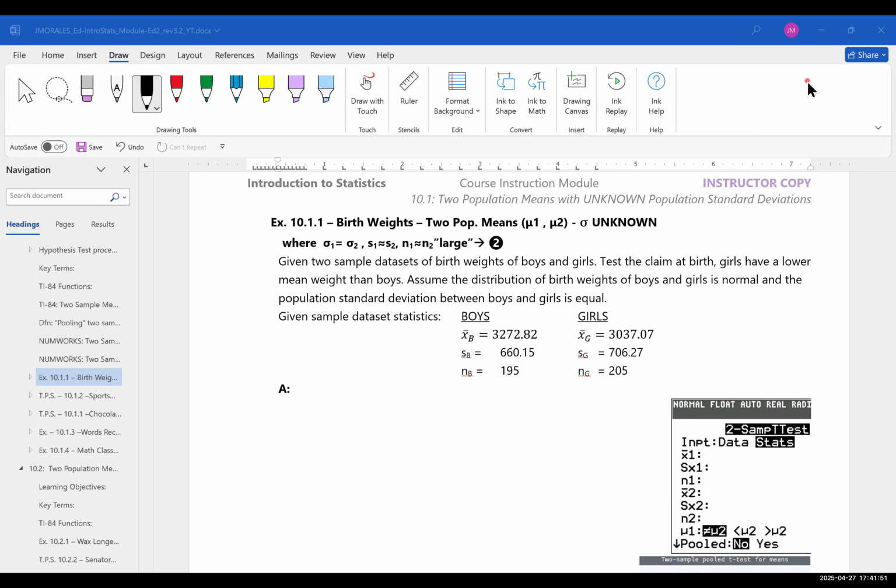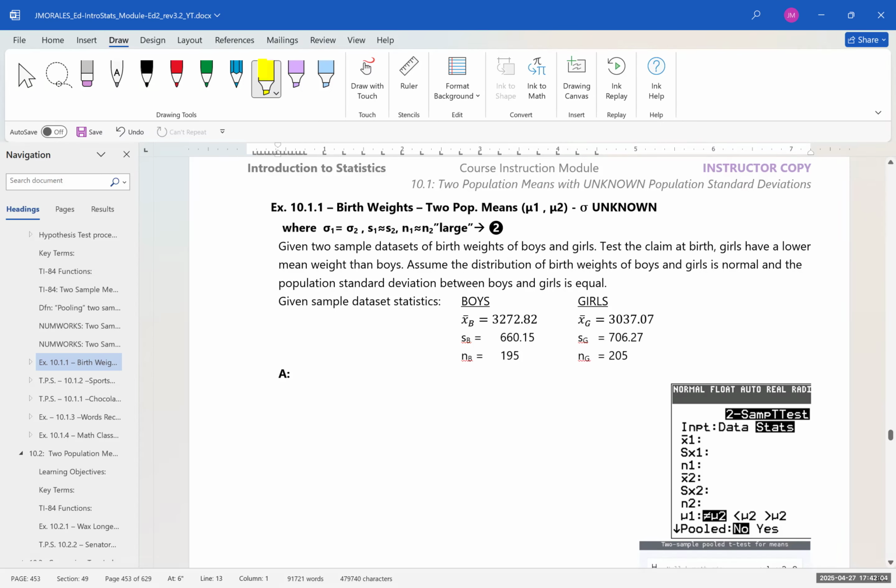All right, so let's look at an example. Here we're looking at two population means where the population standard deviations are unknown. And this is an example where, even though the population standard deviations are unknown, they're thought to be equal. And we're looking at sample standard deviations that are approximately equal, as well as sample sizes that are large and approximately equal.